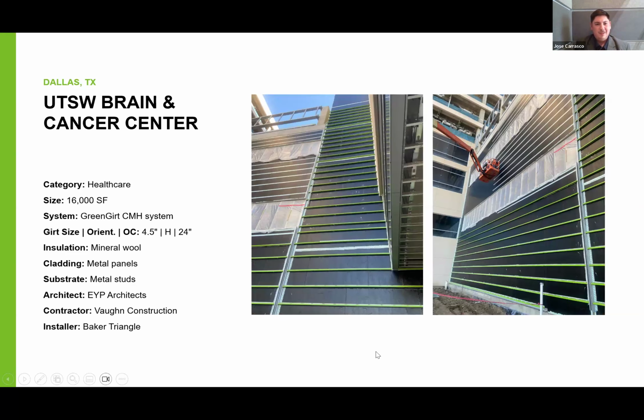This is a healthcare facility in Dallas. Again, this is an example of another horizontal installation with mineral wool. This is using 16,000 square feet of Green-girt CMH.